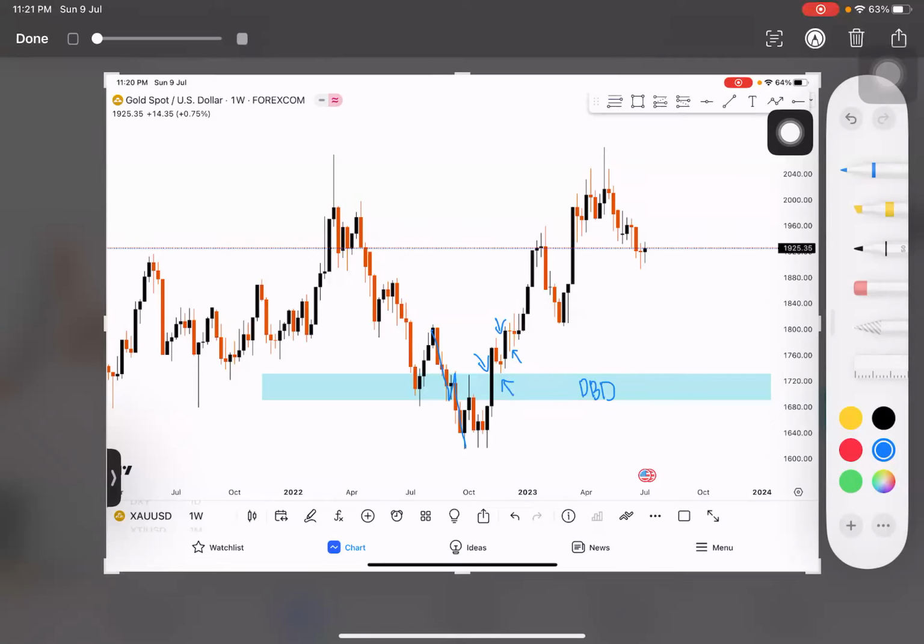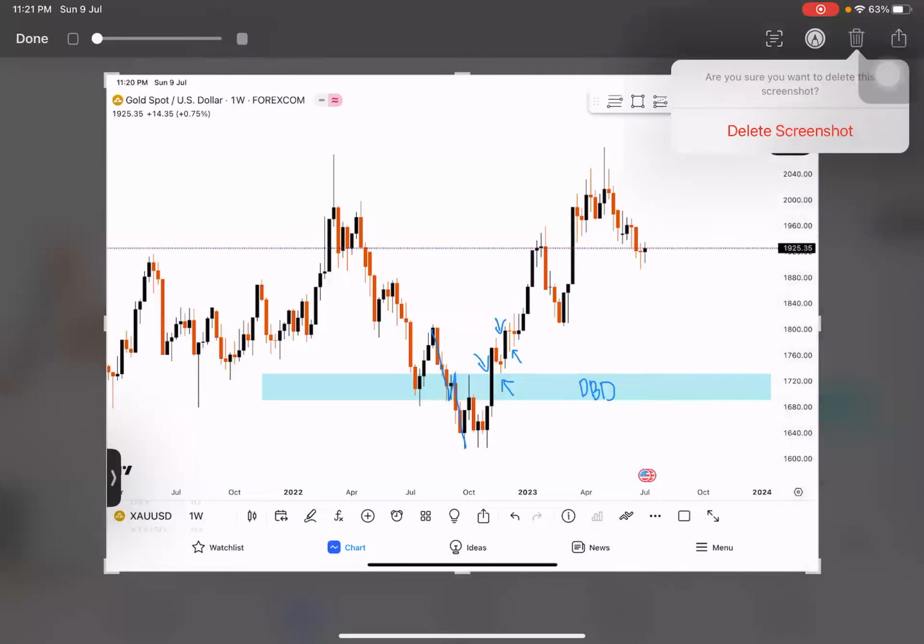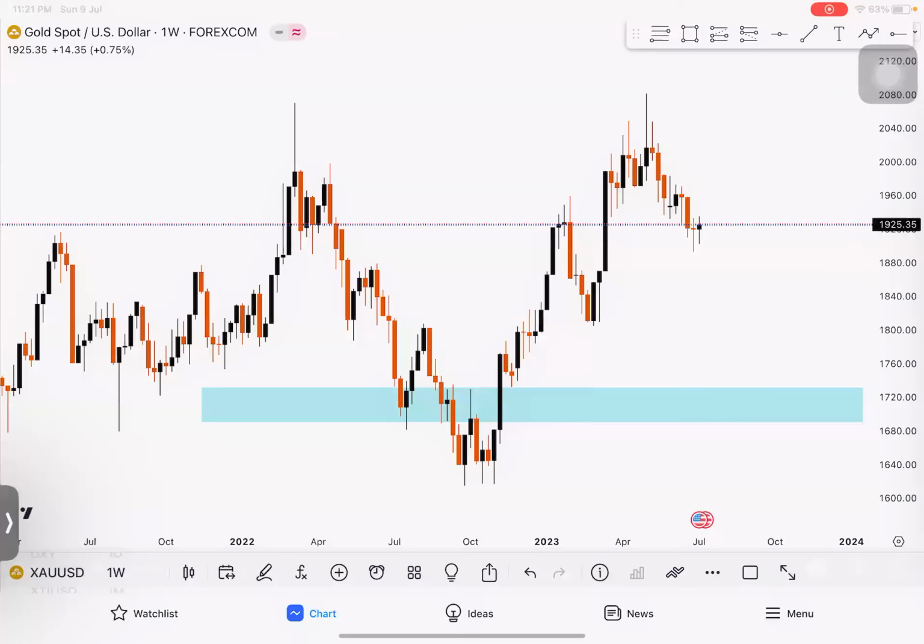So this is how we can identify and use supply and demand zones to trade for the more lower risk side. Okay, for me it's lower risk because we know clearly about the directions, once it breaks out the supply or breaks out the demand zones.